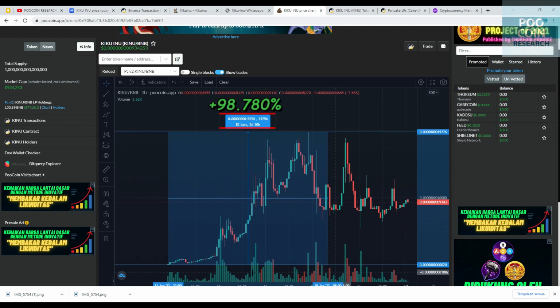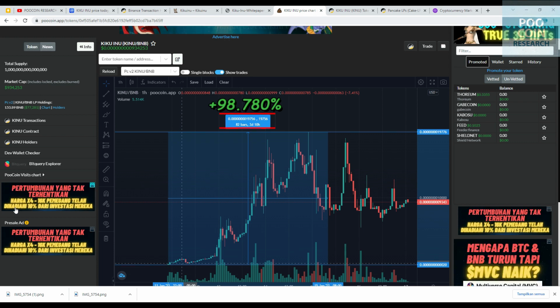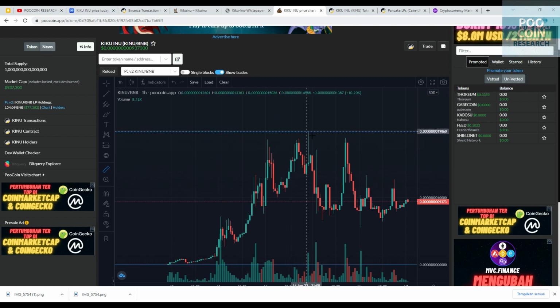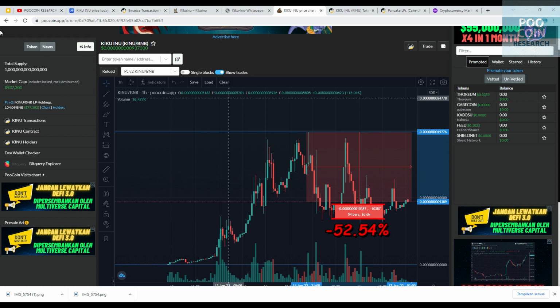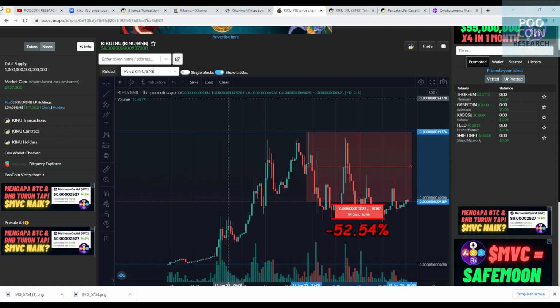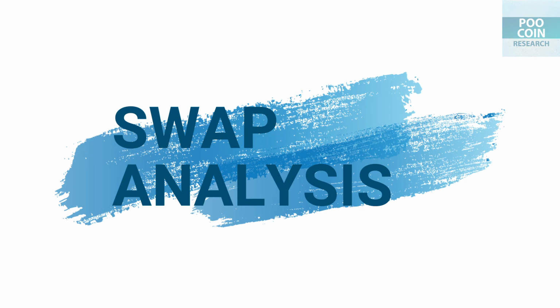Wow, since it was released 5 days ago, the price of this token has pumped hard, immediately to 98,000%. Very crazy. After that, the price of this token crashed to 52.5%. Swap analysis.